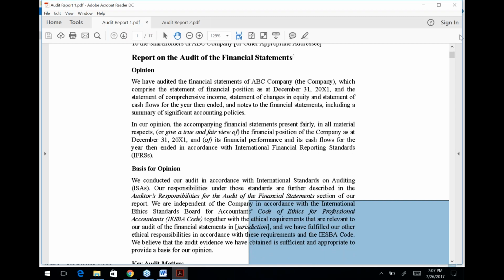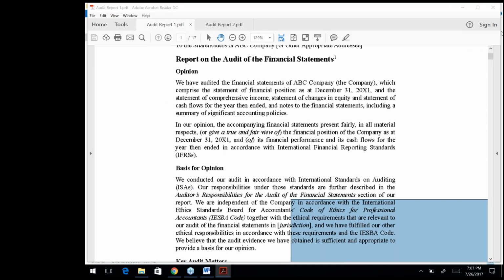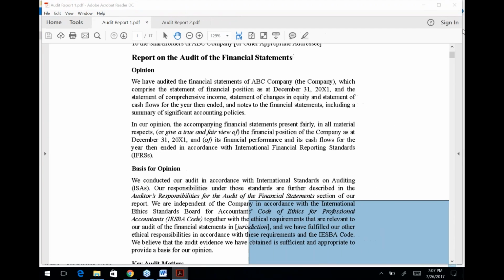The major changes to the audit reports have been, initially, the entire audit report was a very simplified report which did not have much content. It had a specific set format which included the introduction paragraph, the auditor's responsibility, management responsibility, and there was a very small paragraph at the end of the report indicating the type of opinion that the auditor expresses.